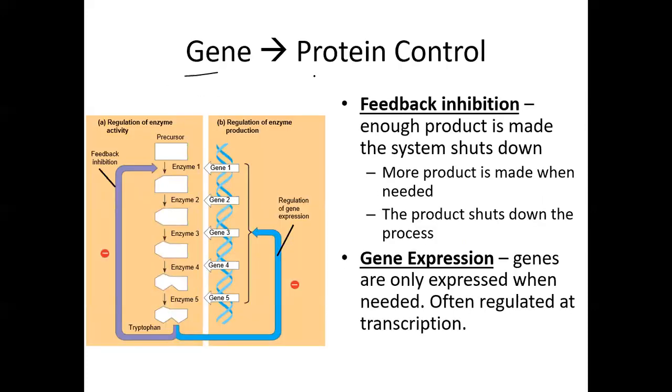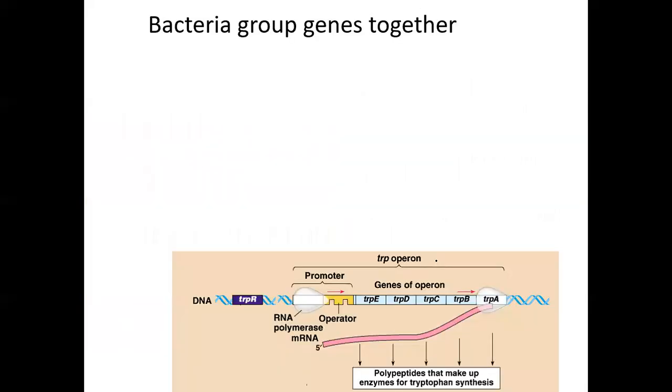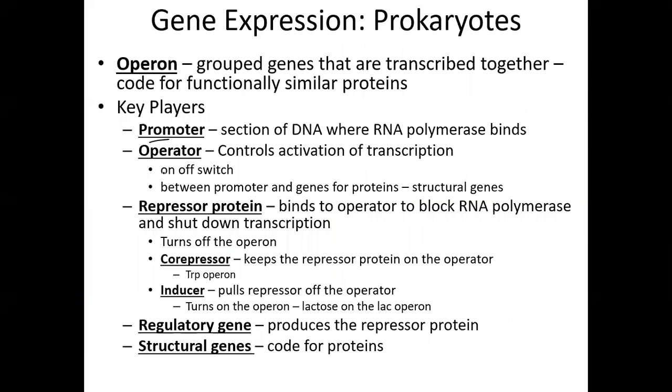So gene to protein control, like I said, our focus is on gene expression. Genes are only going to be expressed when needed. So it makes sense. These bacteria cells are only going to make enzymes or proteins when needed. And so it's often regulated or controlled at the transcription level. Remember, transcription is the making of mRNA. So we're going to stop making mRNA, and it's going to stop making the protein. Okay, so let's get into it. Here are the key players and what we need to know. We've got promoters, operators, repressors, regulatory gene, and structural genes.